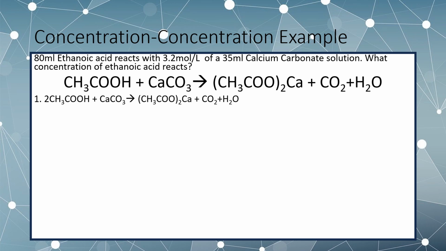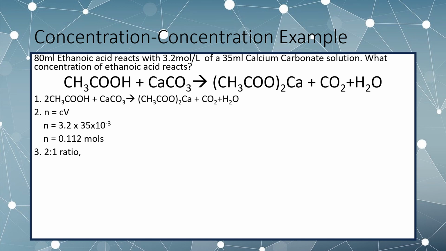That way we can use n equals cV once more, which gives us n is equal to 3.2 times 35 times 10 to the negative 3, remembering that our mL must be converted to litres here, which gives us our n, or our number of moles, is equal to 0.112 moles. We then move on to step 3, which is complete the molar ratio to work out the moles of our unknown. In this case, we have a 2-to-1 ratio.